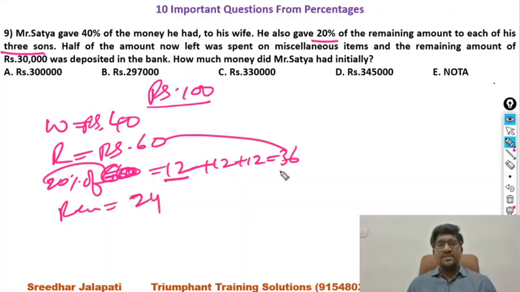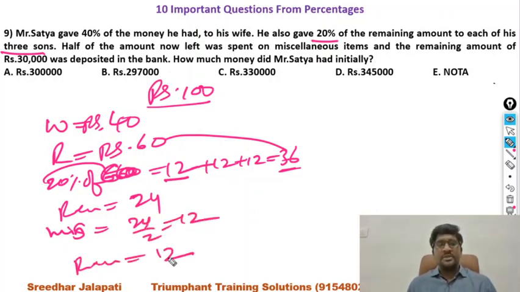60 minus 36 is 24. Half of this amount he spent on miscellaneous. Out of this 24 rupees, how much did he spend on miscellaneous? 24 by 2, which is 12. So now what is the remaining? 12 rupees. So we got that he is left with 12.